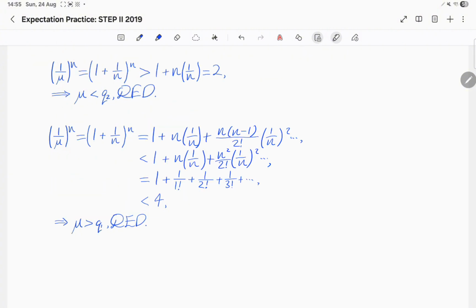We can calculate 1 over mu to the n again, and this is less than 1 plus n times 1 over n plus n squared over 2 factorial, 1 over n all squared, etc., which is equal to 1 plus 1 over 1 factorial plus 1 over 2 factorial plus 1 over 3 factorial, etc., and this is less than 4, as given in the question. Therefore, mu is greater than Q1, as required.